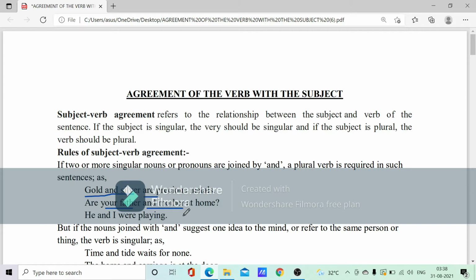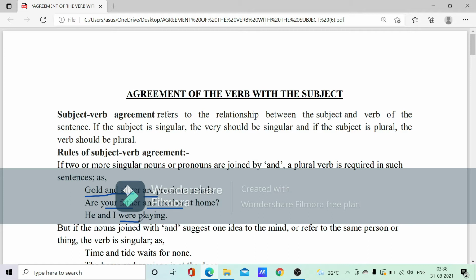He and I were playing. Here again you find that there are two subjects, one is he and another is I, and both of them are connected with and, that's why we have used here were, not was. This is the simple rule. I think many of us are aware of this rule.